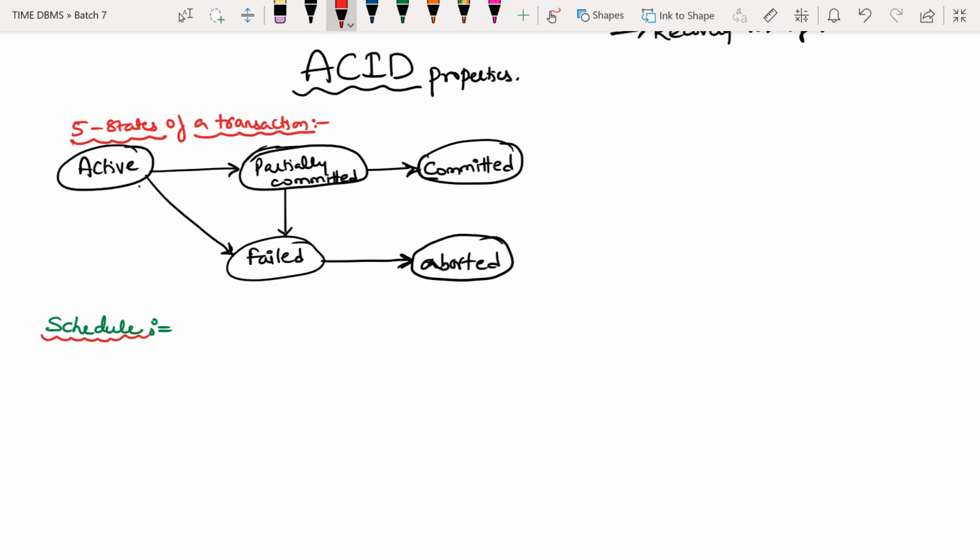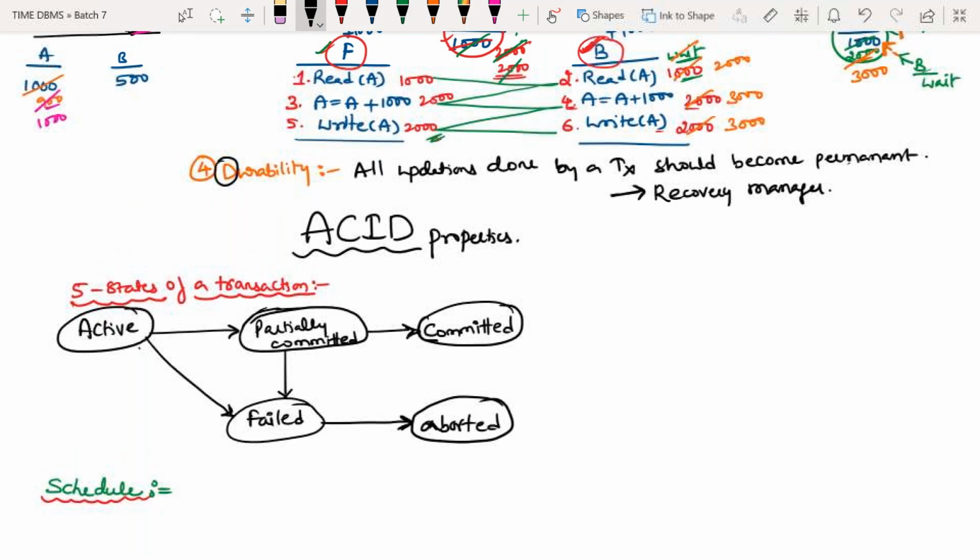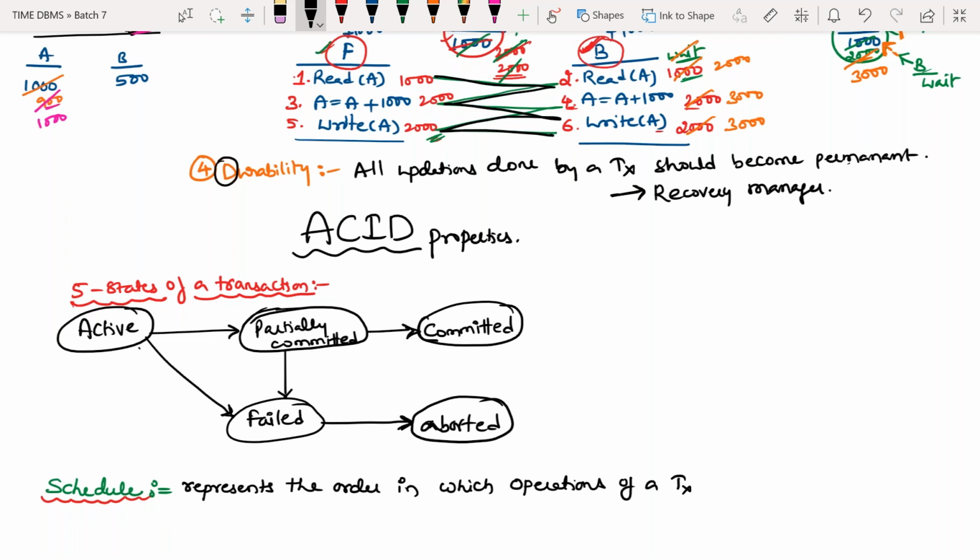Now what is a schedule? A schedule represents the order in which operations are executing. Here, first an F operation is executed, then B, again F, then B, again F, B. That kind of execution is called a schedule. Schedule represents the order in which the operations of transactions are executing.